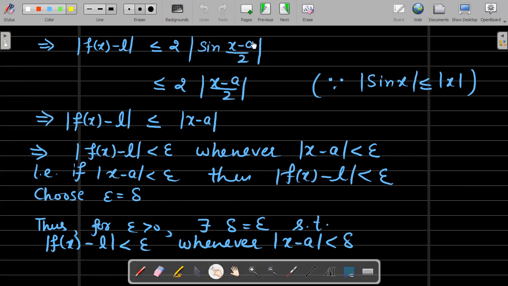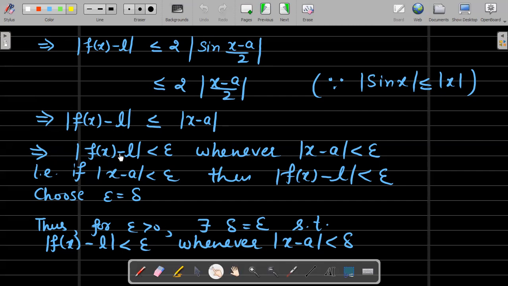But we only need x minus a. So we don't need sine. So we eliminate this factor by using |sin x| less than or equal to |x|. So this becomes |f(x) minus L| less than or equal to 2 times sin of, what is the angle here, what is the argument, (x minus a) over 2. So this is less than or equal to 2 times |x minus a| over 2, and we cancel 2. Then this becomes |f(x) minus L| less than or equal to |x minus a|.